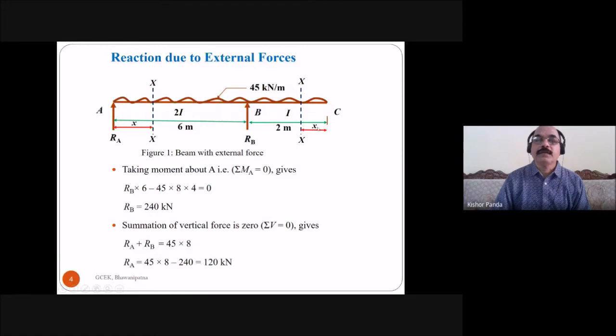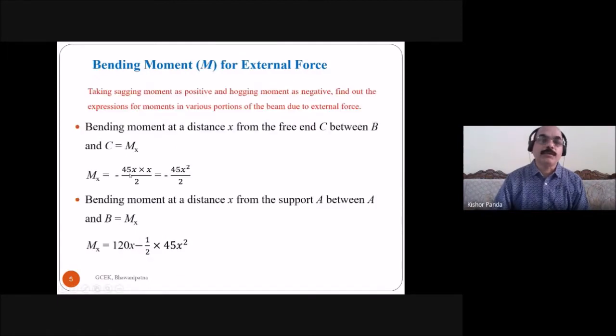Take a section at a distance x from the free end C, and what is the moment here? The moment here is Mx equal to... What is the load present to the right of this section? 45 into x by 2, and this is clockwise. The direction of the moment is clockwise. So the moment at the section at distance x is equal to minus 45 into x by 2. So Mx is equal to minus 45 x square by 2.